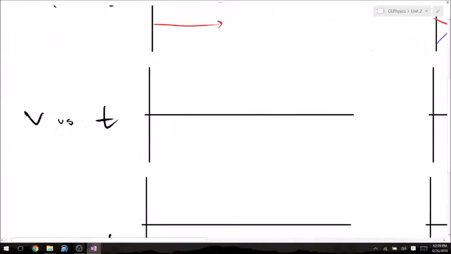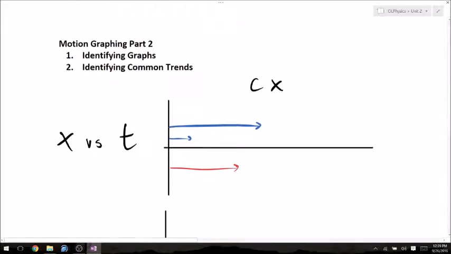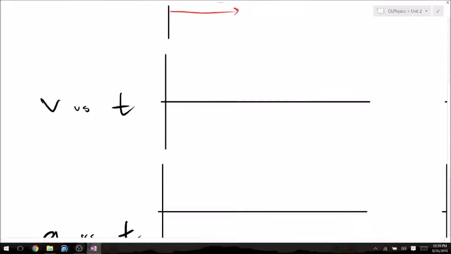Now we have velocity versus time. With this one, if we're graphing a constant displacement, well, if we're not moving, if we have a constant displacement, it's just on your x-axis.